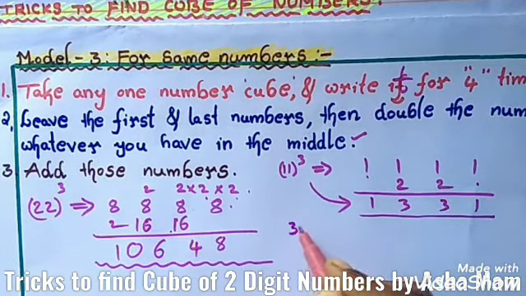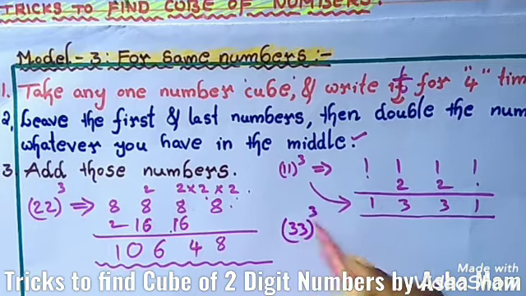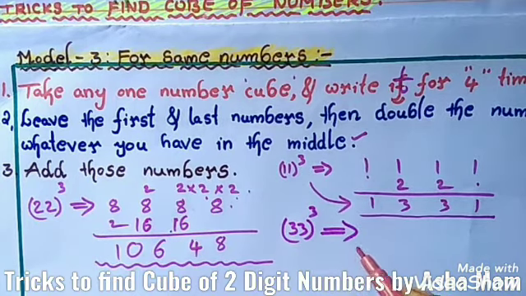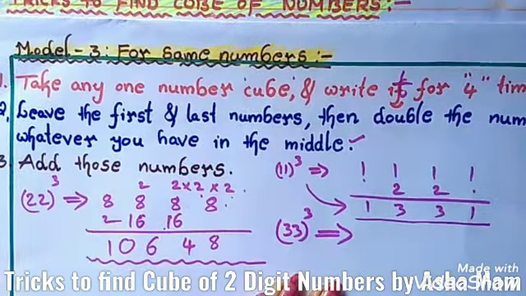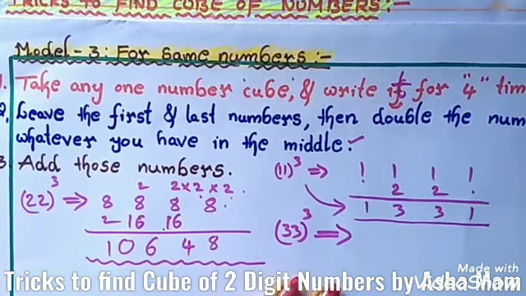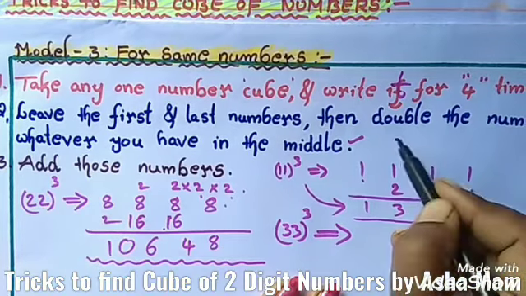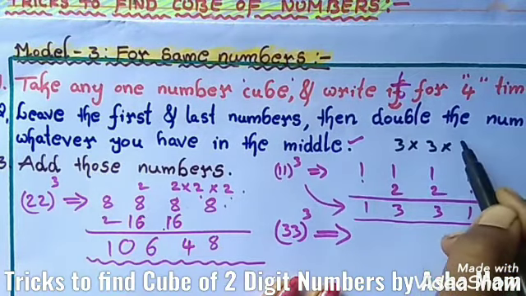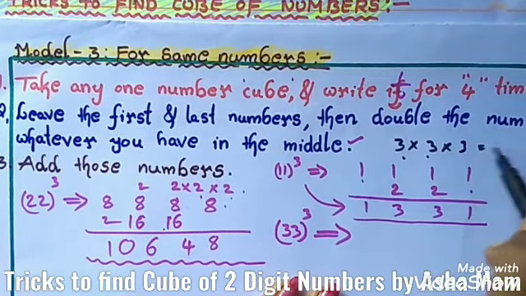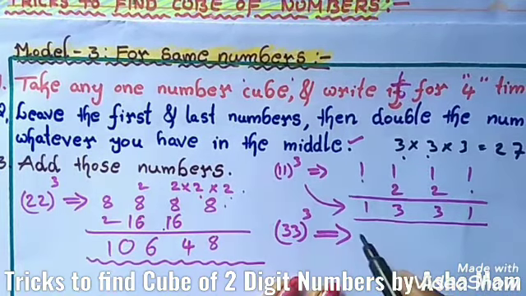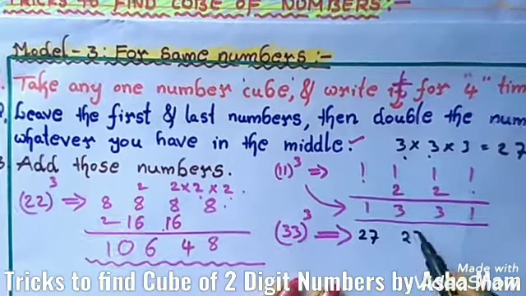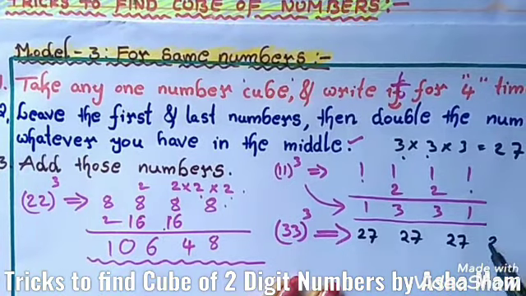Now let us see one more example here, 33 whole cube. How we have to do this? According to rule 1, take any number and cube them. Now here we have 3, so 3 into 3 into 3. 3 3 is 9, 9 3 is 27. Simple, the 27 we have to write here 4 times.